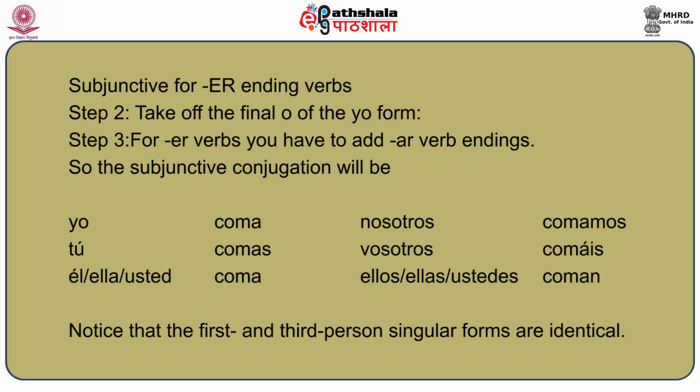Notice once again that the yo and the él, ella, usted forms are similar, which may require the mentioning of the subject pronoun, or otherwise can be known from the context. For the subjunctive of IR ending verbs, it is to be noted that the subjunctive for the ER ending verbs follows the same pattern of the three steps.